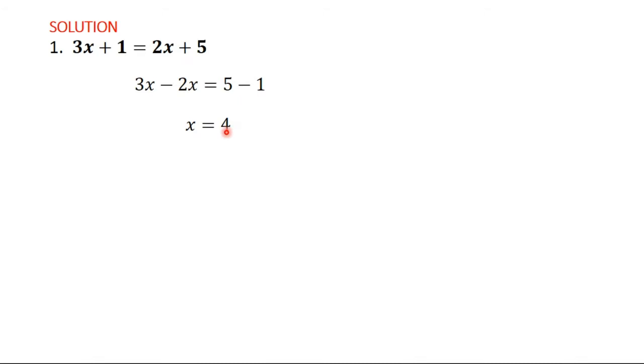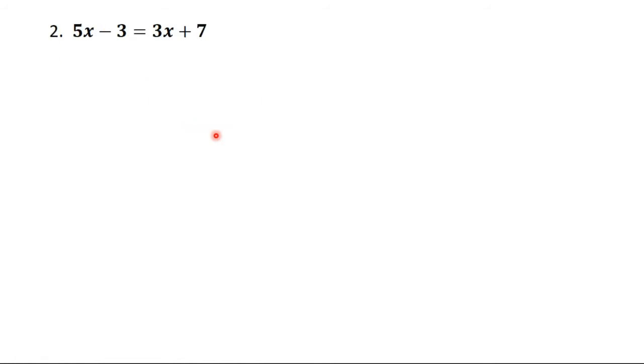5 minus 1 will give us 4. So it means that x is equal to 4. Let's move on to the next example. You have 5x minus 3 is equal to 3x plus 7.